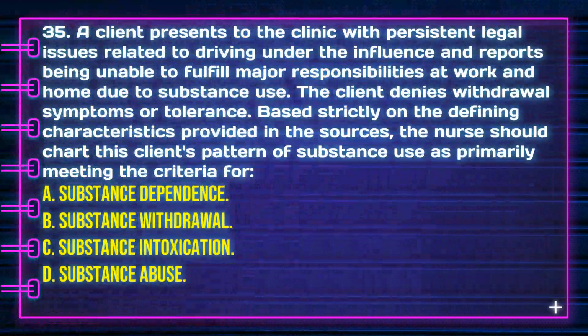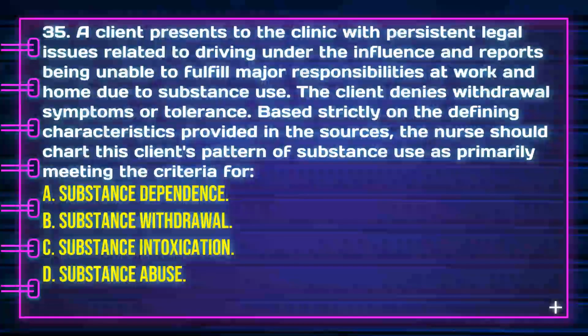35. A client presents to the clinic with persistent legal issues related to driving under the influence and reports being unable to fulfill major responsibilities at work and home due to substance use. The client denies withdrawal symptoms or tolerance. Based strictly on the defining characteristics provided in the sources, the nurse should chart this client's pattern of substance use as primarily meeting the criteria for substance dependence, substance withdrawal, substance intoxication, or substance abuse.